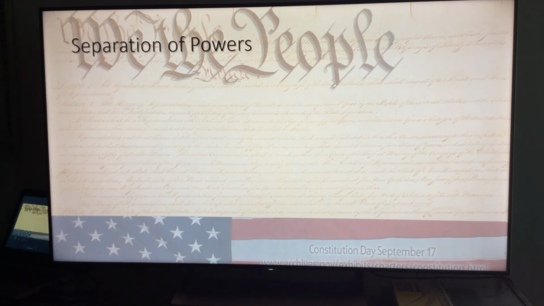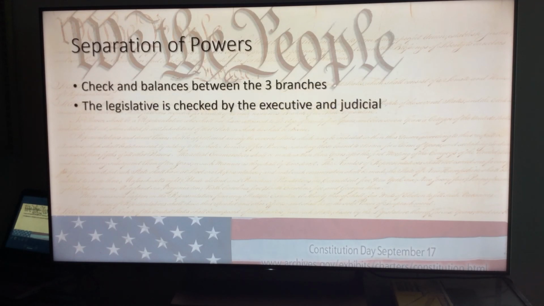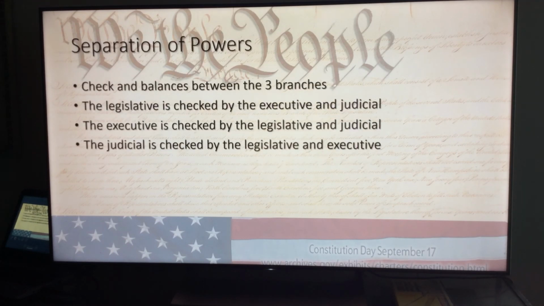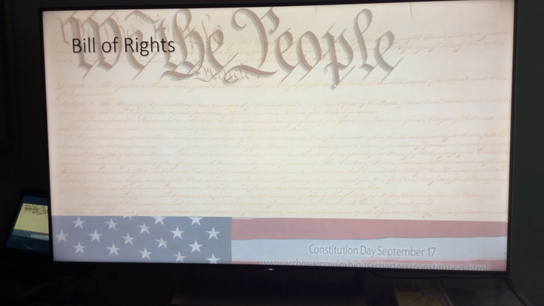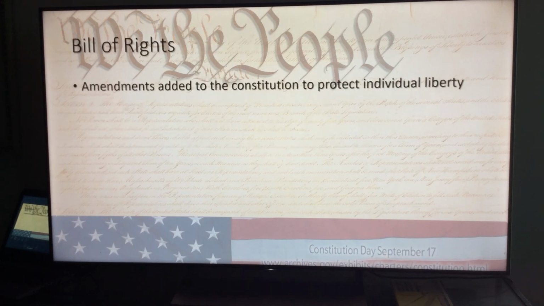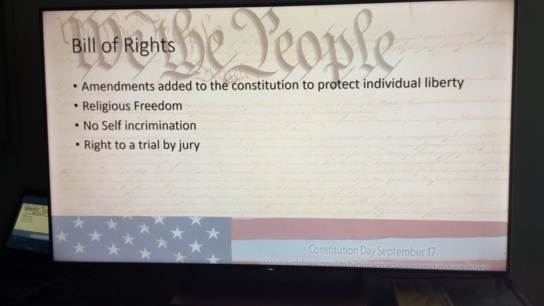All right, I'm going to skip separation of powers. We're going to go over that when we go over chapters 3, 4, and 5. So we're not going to, because I'm running out of time. Bill of Rights, we will go over the Bill of Rights when we get to civil liberties and civil rights in chapter 18. So we'll skip this one as well.